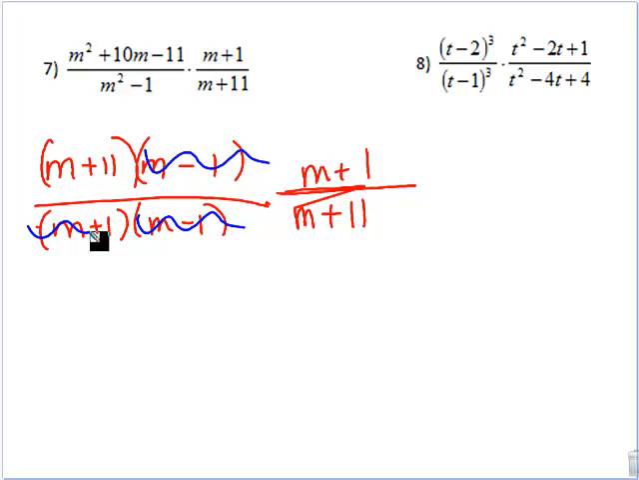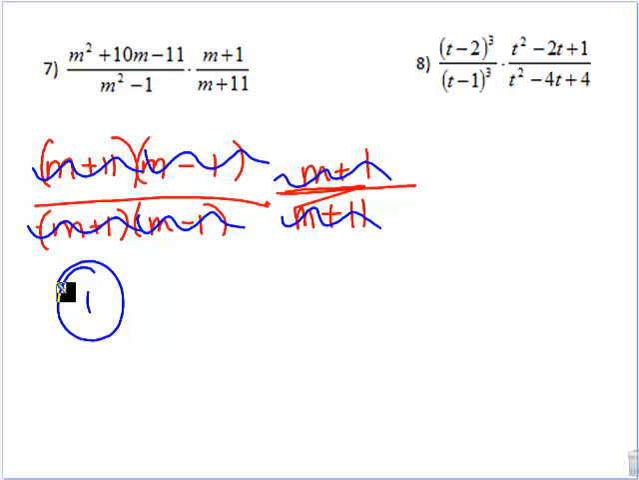Yeah, we can cancel the m plus 1 and the m plus 1. We can also cancel the m plus 11s. So what do we have left? 1. Canceled everything out, so we have a 1 left. Is that one okay?